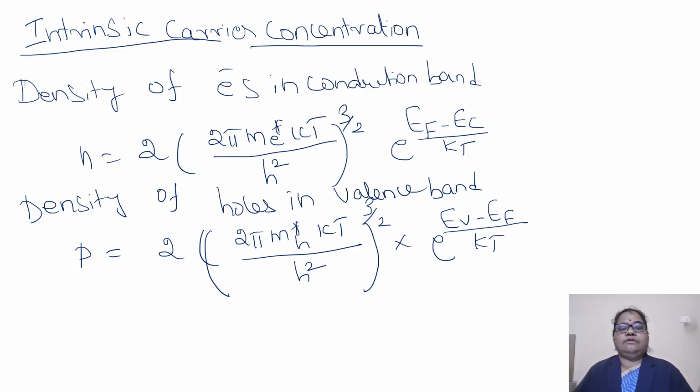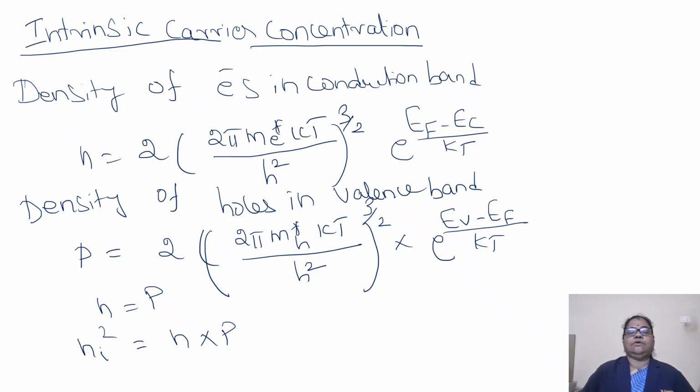And in order to find the intrinsic carrier concentration, as we already know, in an intrinsic semiconductor the density of electrons in the conduction band is equal to the density of holes in the valence band. So we know that N is equal to P. With that concept, we can write Ni squared is equal to N into P. If we multiply these two expressions, we can easily find the intrinsic carrier concentration. So for that, I need to multiply these two expressions.